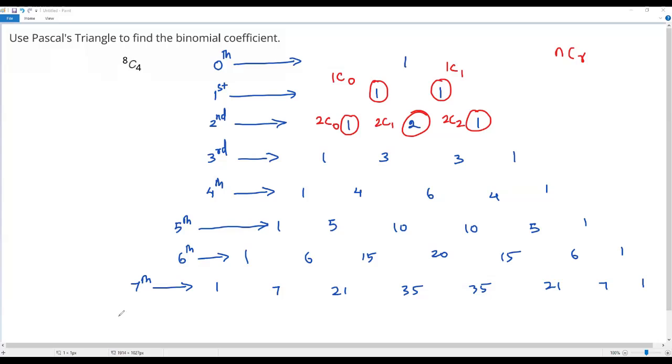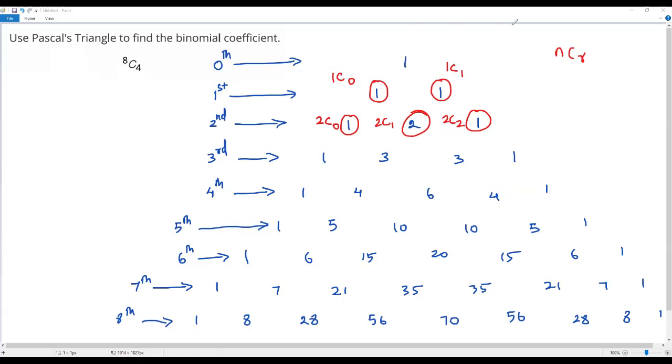Okay, let me get the 8th row. First, let me start from 1. 1 plus 7 is 8. 7 plus 21 is 28. When I add 21 and 35, I'm getting 56. 35 plus 35 will be 70. 35 plus 21 will be 56. 21 plus 7 will be 28. 7 plus 1 is 8. And at last, we write 1. So now we have come to the 8th row.